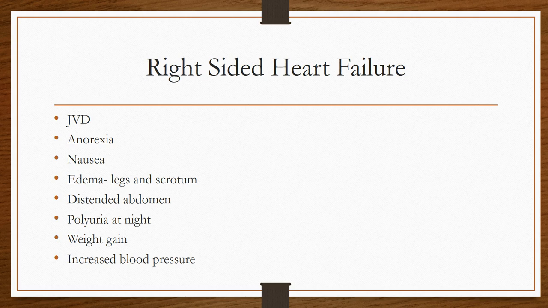They'll have a distended abdomen, and this is probably more due to third spacing. Polyuria at night: when you lie down and sleep, you're laying flat, and fluid is distributed throughout the entire body equally. Because of that, your kidneys function better and filter more, so you urinate more at night.